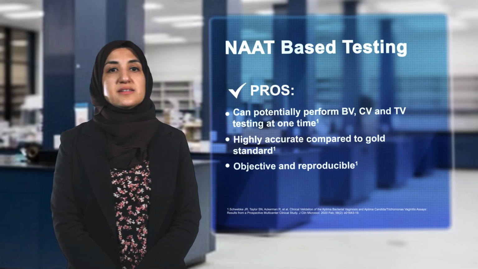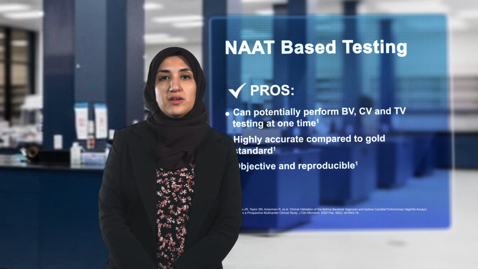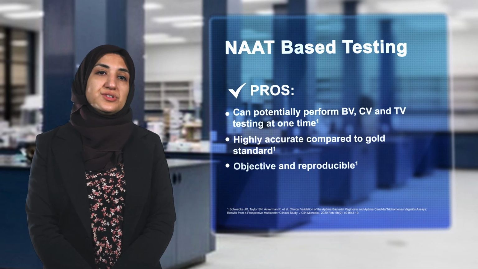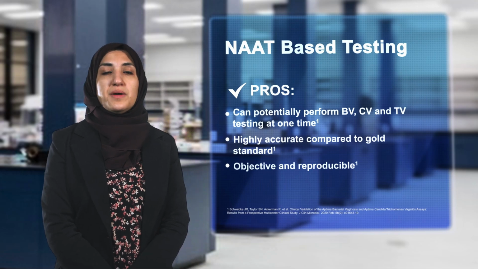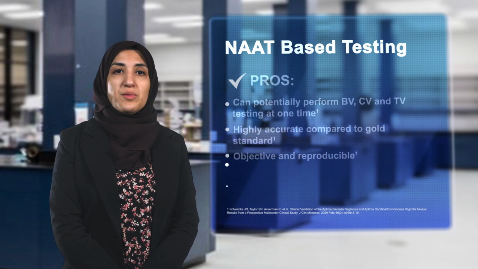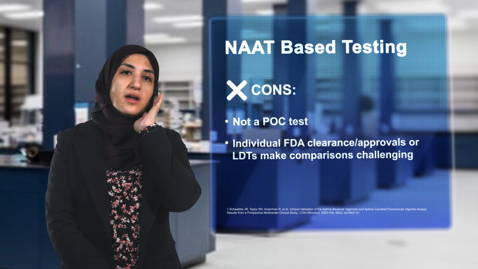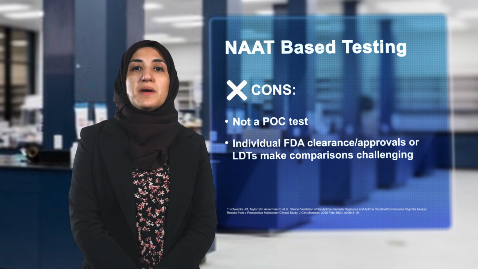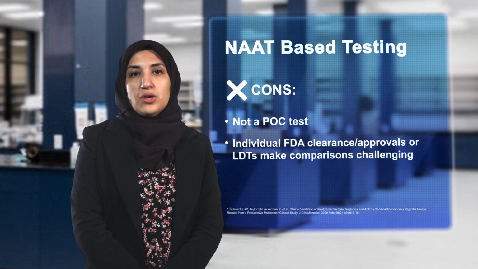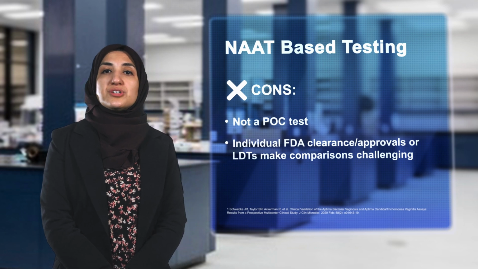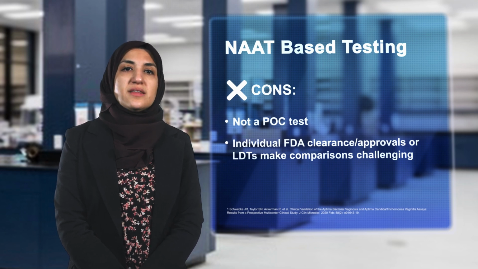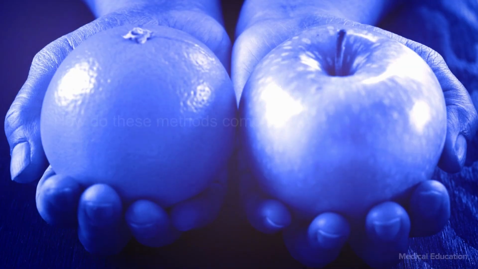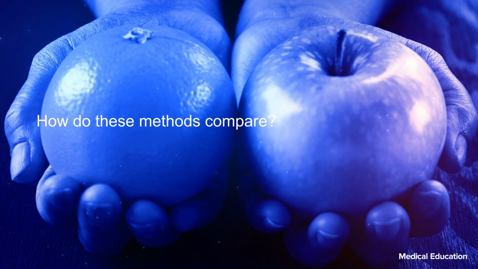There are multiple nucleic acid amplification tests that are available either as lab-developed tests or FDA-cleared for the simultaneous diagnosis of bacterial vaginosis, Trichomonas, and Candida vaginitis, with excellent sensitivity compared to the gold standard tests. However, these assays are not available point of care, and results usually take a few hours depending on the test platform. Though NAAT assays have been shown to outperform traditional methods, studies showing head-to-head comparisons of available NAAT tests are few, and that can make adoption of these methods challenging. So how do these methods compare?